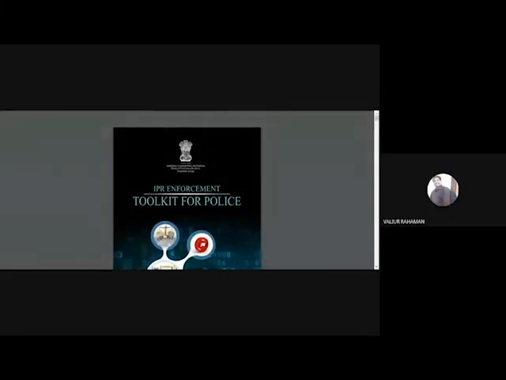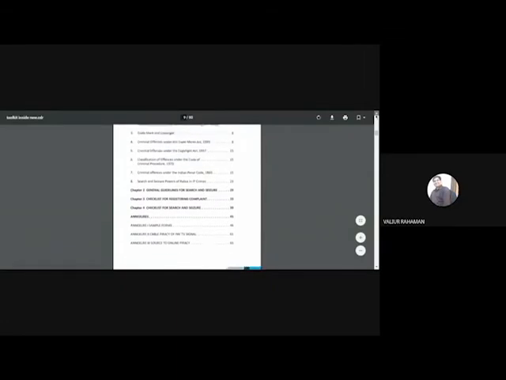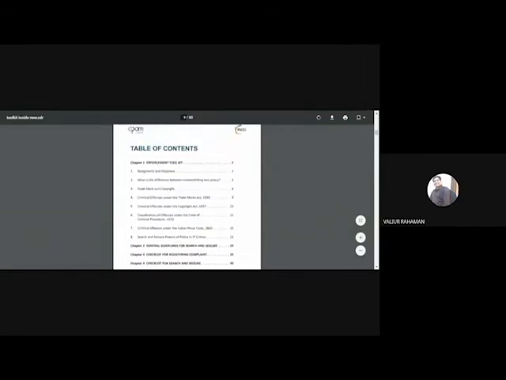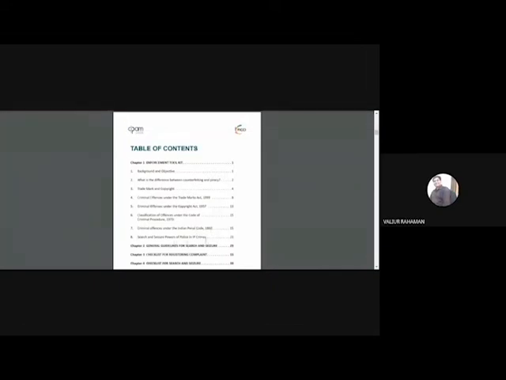Okay, fine. Now this is the IPR toolkit which is being implemented here in India, right? And this is more relevant for us. If you see the table of contents, background and objectives of IPR is there, then the difference between counterfeiting and piracy, trademark and copyright difference, criminal offenses under the Trademarks Act, Copyright Act, offenses under the Code of Criminal Procedure, criminal offenses under the Indian Penal Code 1860, search and seizure powers of police in IP crimes, right?